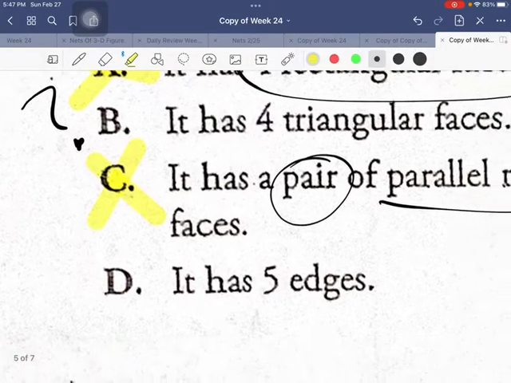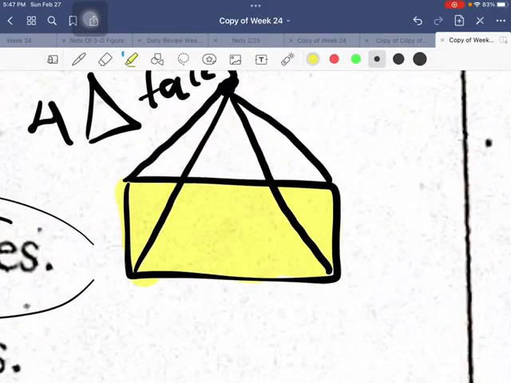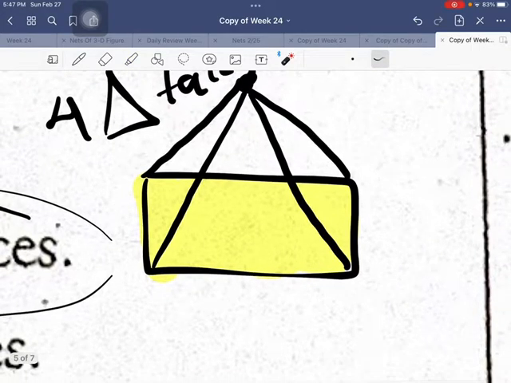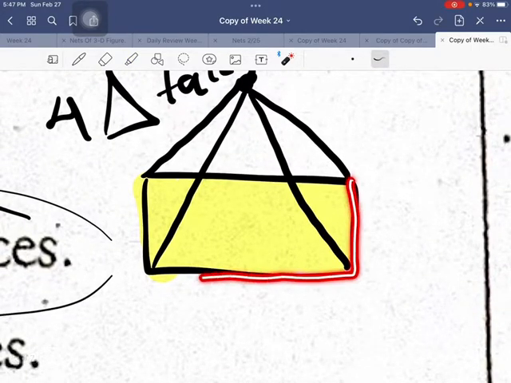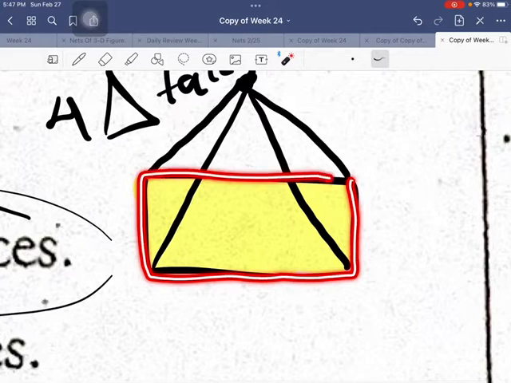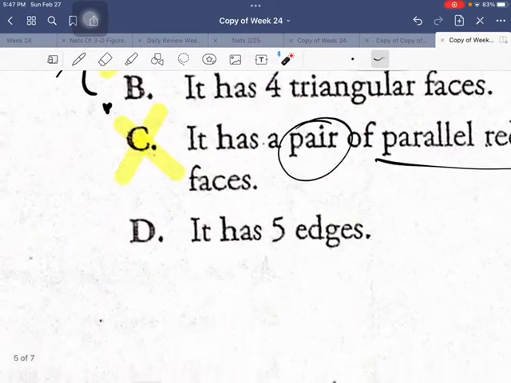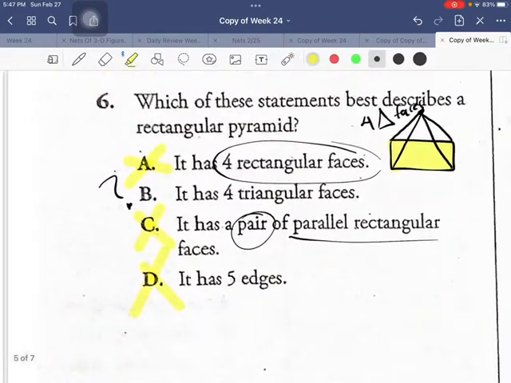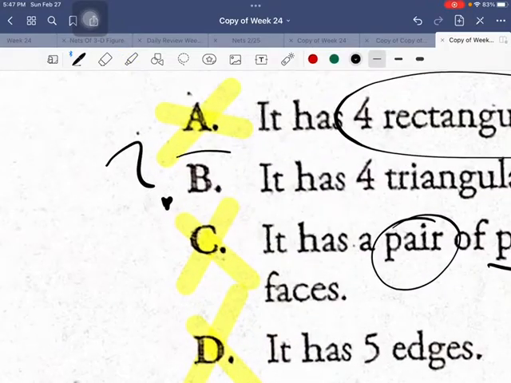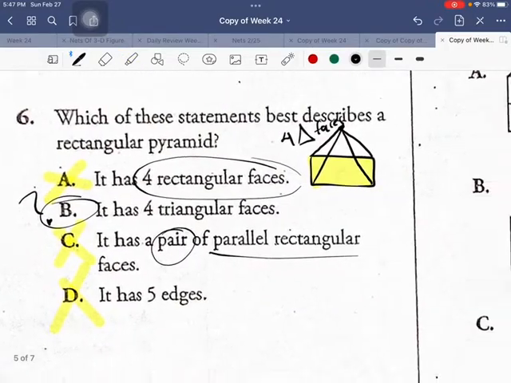Vámonos. Has 5 edges. Vamos a checar. Does it have 5 edges? I think it's going to have more. But a ver. 1, 2, 3, 4, 5, 6, 7, 8. Yeah, we're going to have more. This is wrong. Y la correcta es la B. Triangular faces.